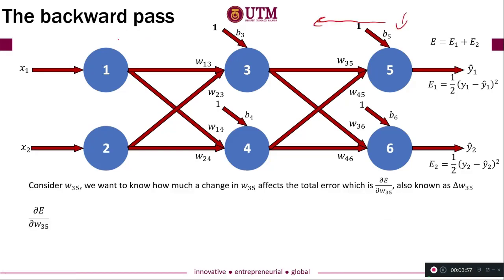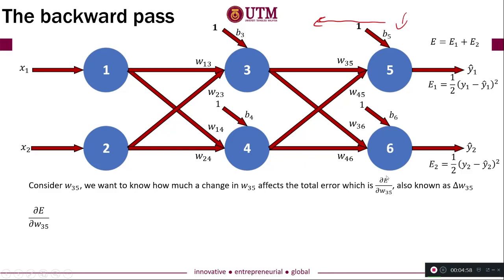So in the backward pass, from here, let's consider only one W, which is W35. We want to know how much a change in W35 affects the total error. This is why our objective is to find del E over del W35, because that represents how much a change of W35 affects the total error, meaning how much this W contributes towards this error. Of course it's not just this W. You will need to find all of them: del E del W35, del E del W45, del E del B5, and so on, for each and every W and B here.